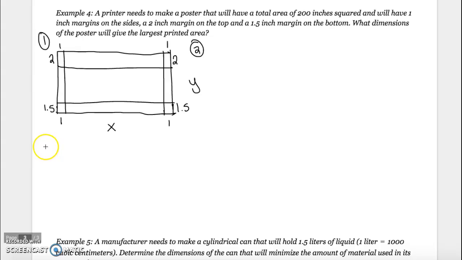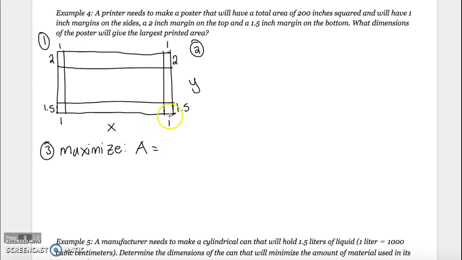And then in step 3, we want to go ahead and identify what we're trying to maximize or minimize. So we're trying to maximize the printed area of the poster. So I'm just going to call it A for area. And so the printed area is this part in the middle where I don't take up any space in the margins. So to find area, you have to multiply this side by this side, but I have to take into consideration the margin.